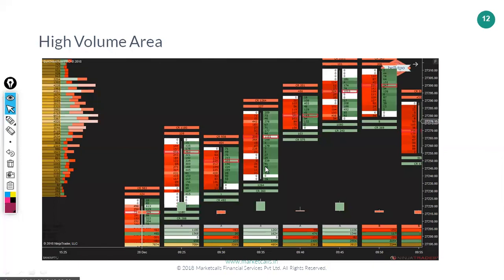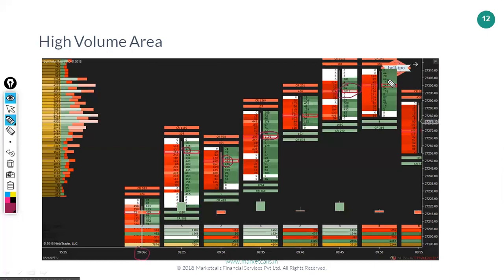This is on 28th of December. On 28th of December, you can see that institutional activity was happening there. You can see 1,100 lots got traded over here, 1,000 lots got traded over here. A good liquidity flow is coming. In fact, 400 lots on the buying side, 300 plus lots, 200 plus lots. So all these are a result of a high liquidity.